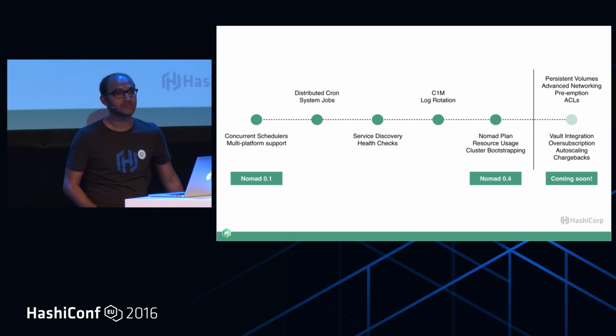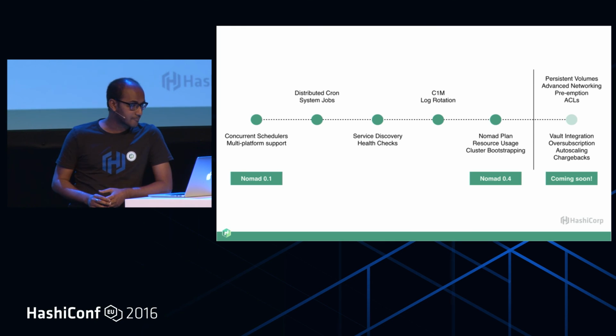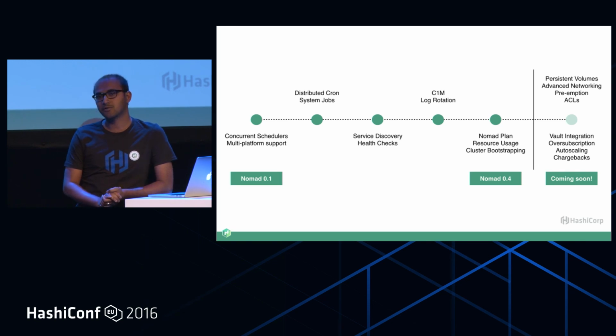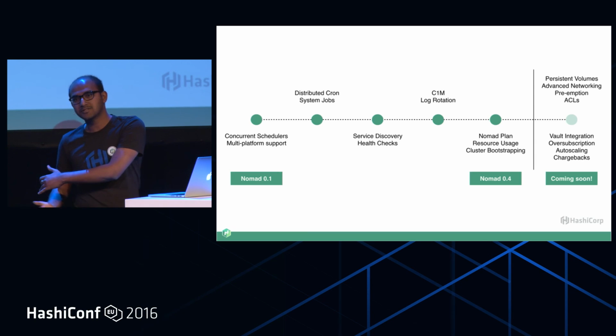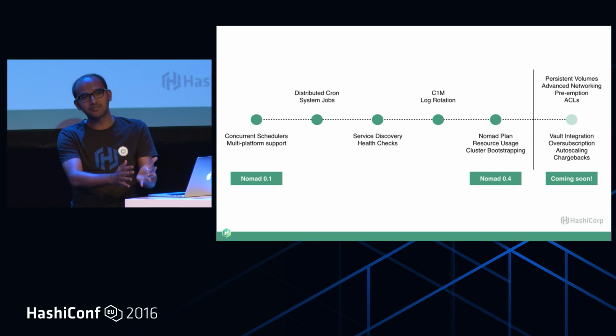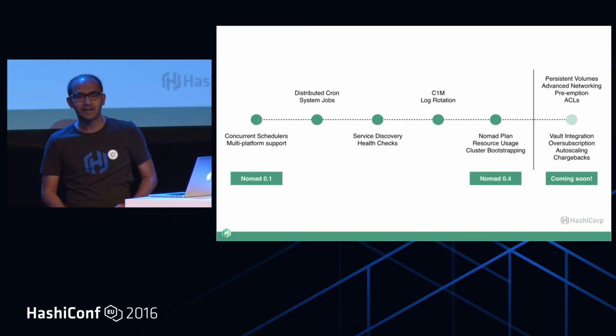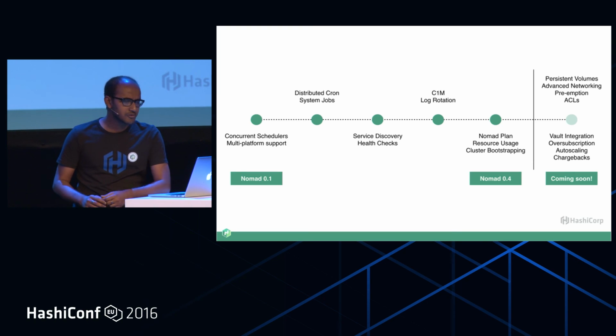And in the future, we are going to do a lot of newer stuff like persistent volumes and networking, preemptions, ACLs, secure clusters. We are going to integrate Nomad with Vault for accessing secrets easily. We are also going to support oversubscription and chargeback models. If you're running Nomad in your organization where you have different teams, in the future you'll be able to charge each of your teams for the amount of resources they are consuming. There is a lot of work that we need to do, and the future is exciting.